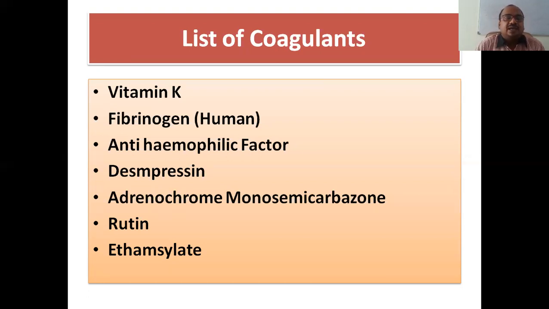Rutin, ethamsylate. Ethamsylate is very important. Rutin is important. Desmopressin is important. Vitamin K is important. Remaining are not much important. For competitive exams, you have to note all these things. For regular exams, four are enough, what I have told.